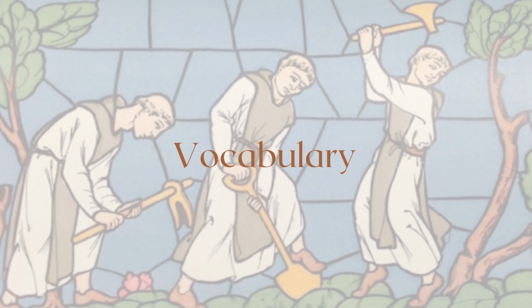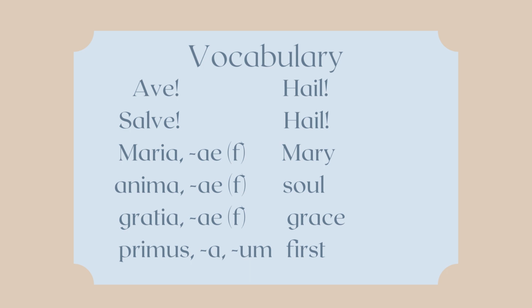Vocabulary, your first 6 Latin words. Ave means hail. Salve also means hail. Maria, Mariae, feminine, Mary. Anima, animae, feminine, soul. Gratia, gratiae, feminine, grace. Primus, prima, primum, first.